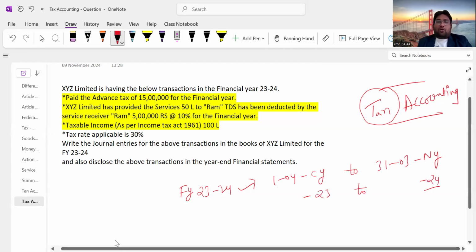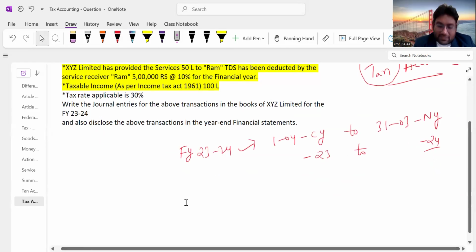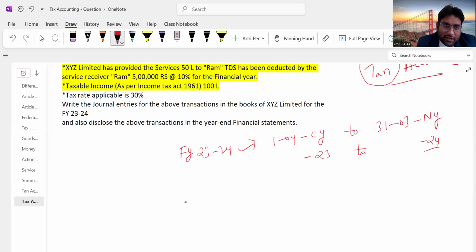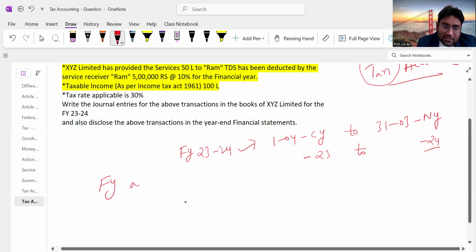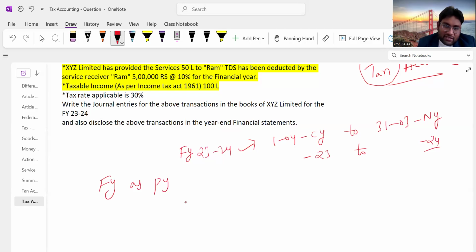In tax, we call this financial year the previous year. So in taxation terms, the financial year is nothing but the previous year. Previous year means the financial year, simply the income earning year.